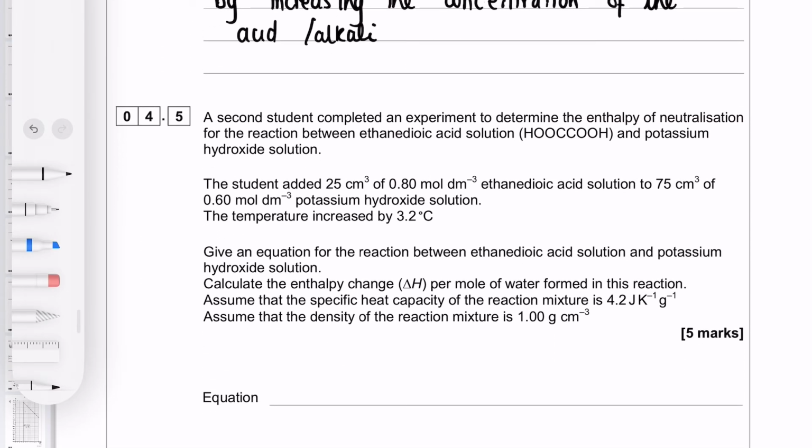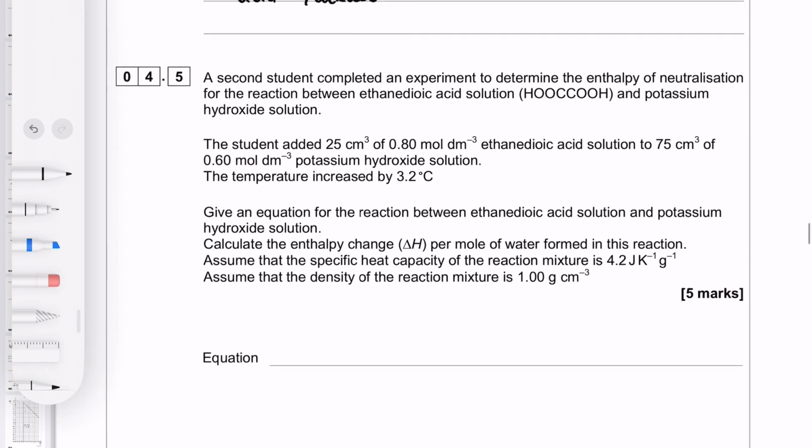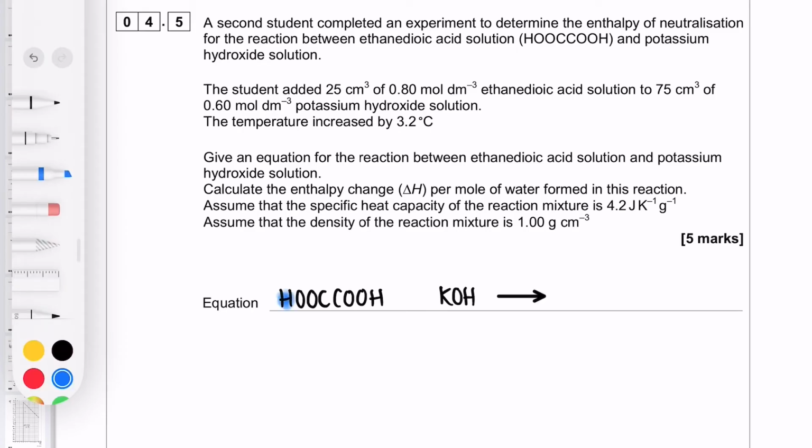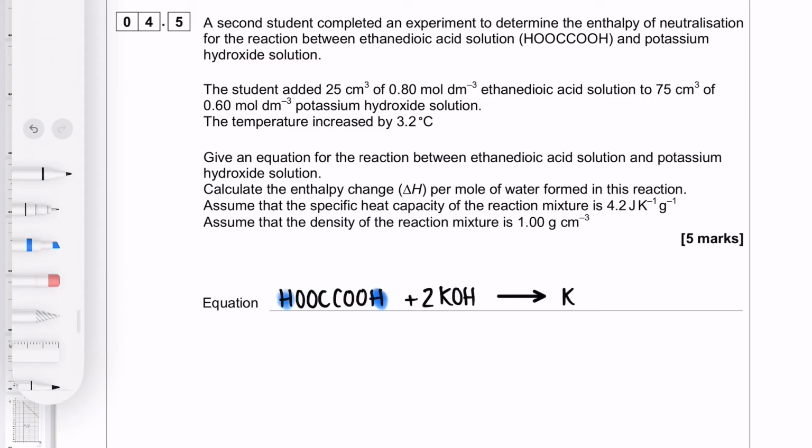A student then completed another experiment to determine the enthalpy of neutralization of ethane dioic acid. So diprotic acid, it's got 2, and it wants us to react it with KOH. Well, it's got 2 acidic protons. If you have a look, there's one here and one here. And so you will need 2 KOHs to neutralise that, one for each proton. A salt is formed when the H+ ion of the acid is replaced by a metal or an ammonium ion. So this will be our balanced equation.